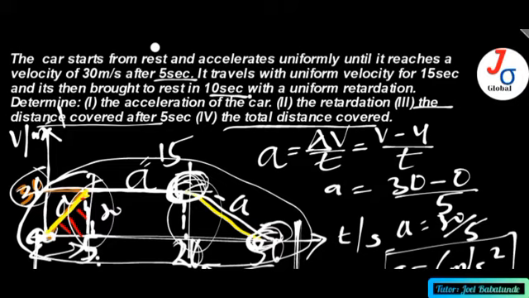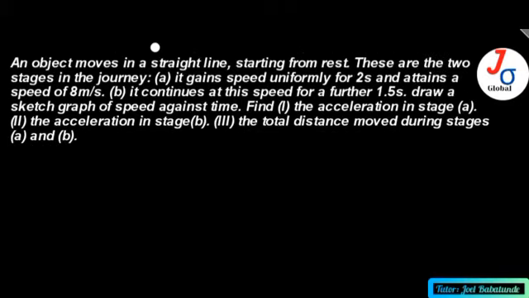Okay, so we're going to take another example on this same kind of problem. So here we have this example. The question looks kind of long, but it's actually very simple. Now the question says an object moves in a straight line starting from rest. So actually I'm doing a VT graph.